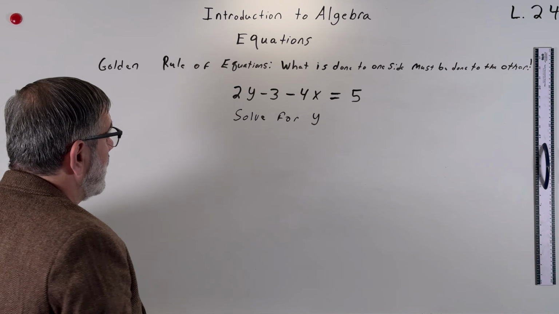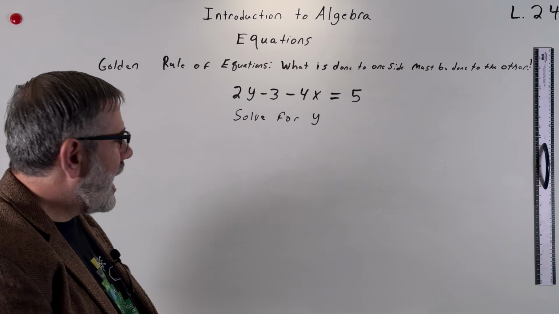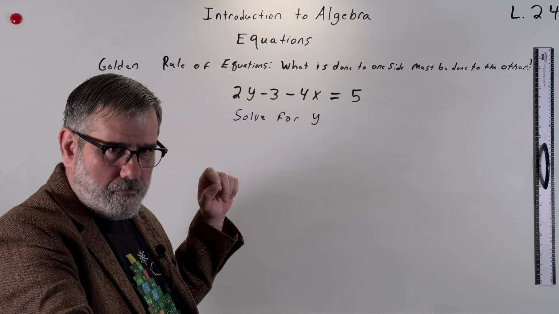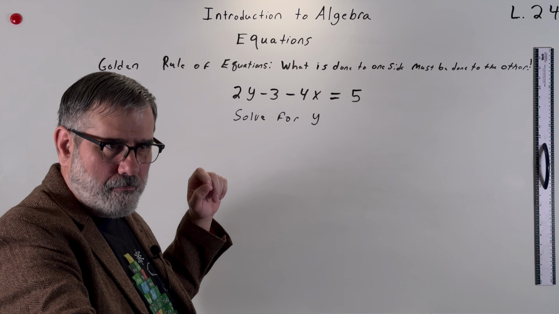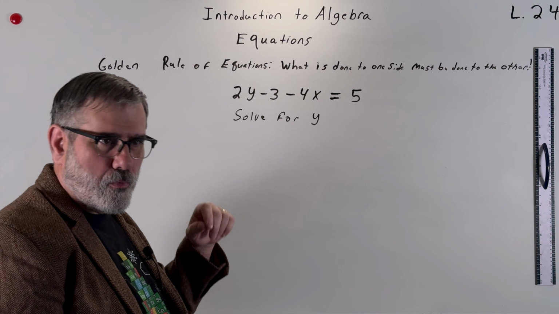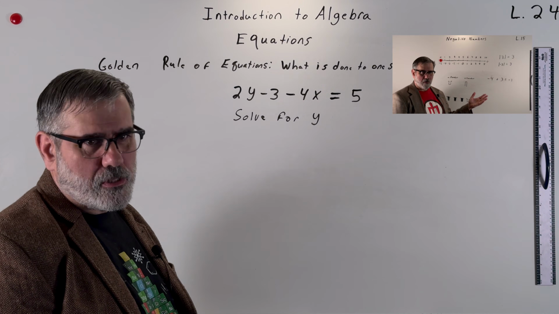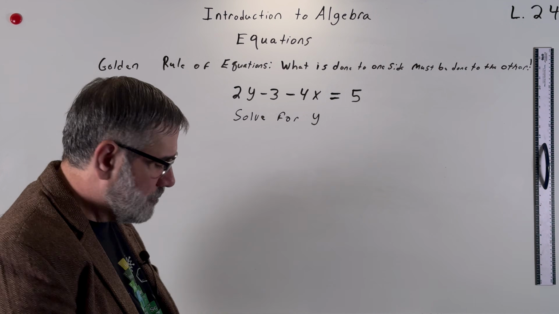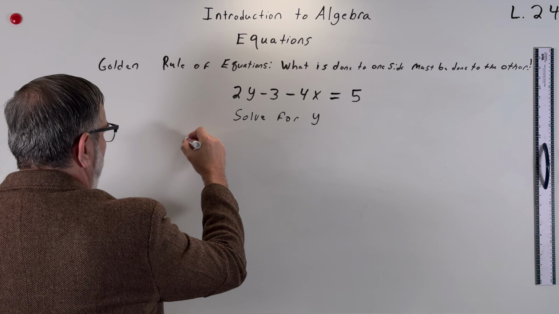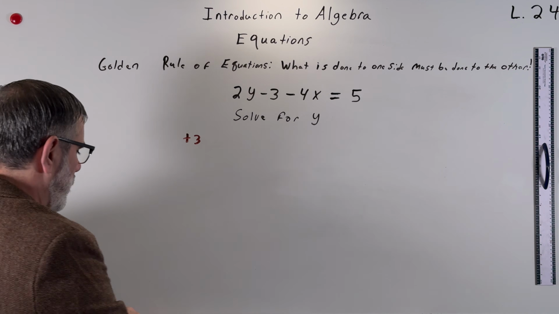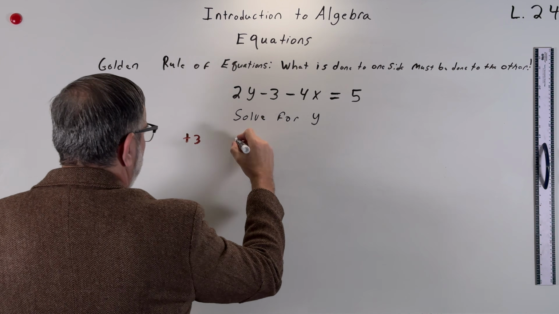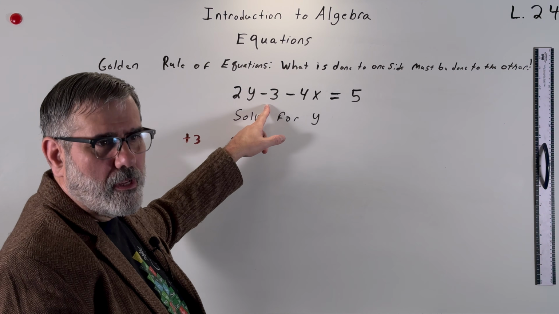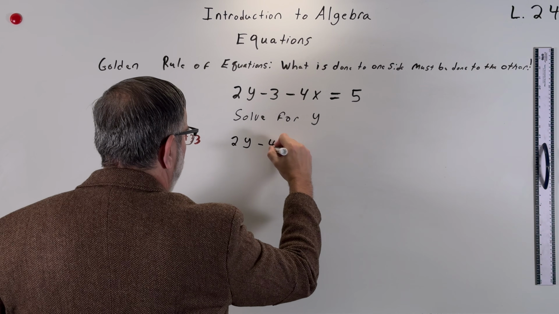So to get rid of that 3, I need to add 3, because if I add 3 to the left side, minus 3 plus 3 is... minus 3 plus 3? Nope. What is 3 minus 3? 0. What's the difference between 3 minus 3 and minus 3 plus 3? There's none. It's the same thing. So I want to add 3. That's what I'm doing here. So if I add 3, then I'll get 2y. Adding 3 to the left side just gets rid of the 3. And so we have 2y minus 4x equals.